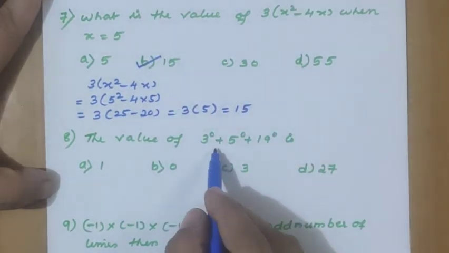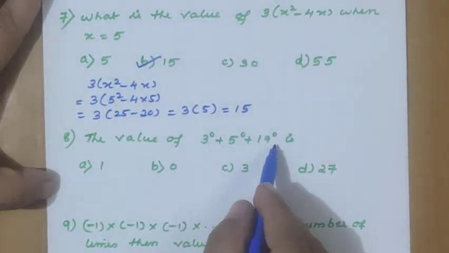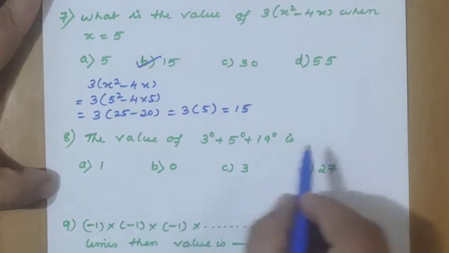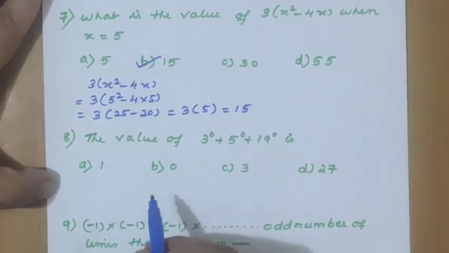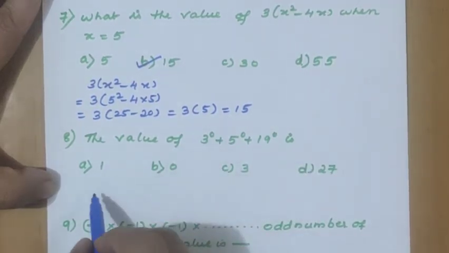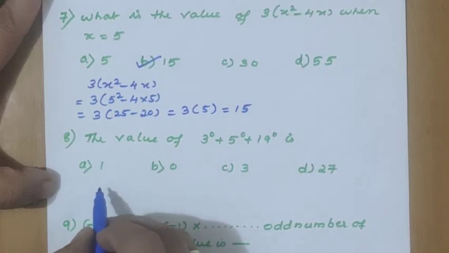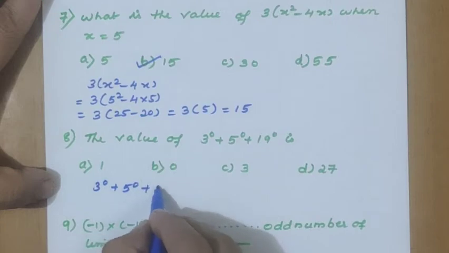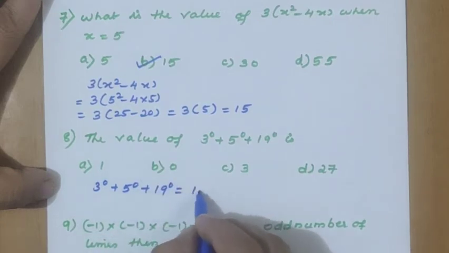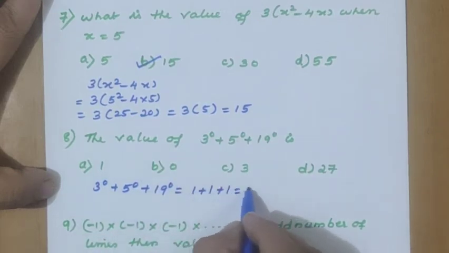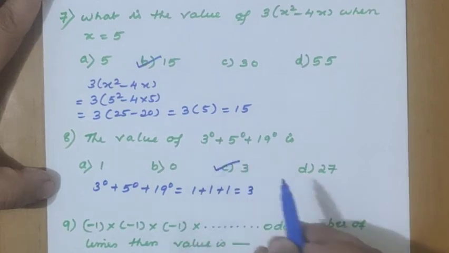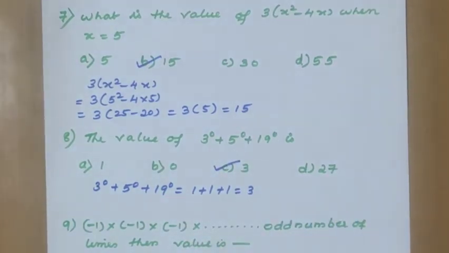What is the value of 3 raised to 0 plus 5 raised to 0 plus 19 raised to 0? Any real number raised to the power 0 is equal to 1 only by the exponents rule. So 3 raised to 0 plus 5 raised to 0 plus 19 raised to 0 equals 1 plus 1 plus 1, that is equal to 3. The option is 3 only. That is C.